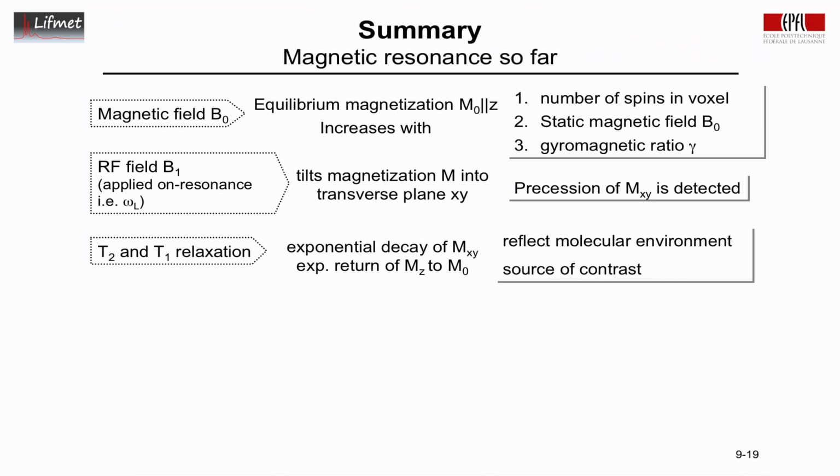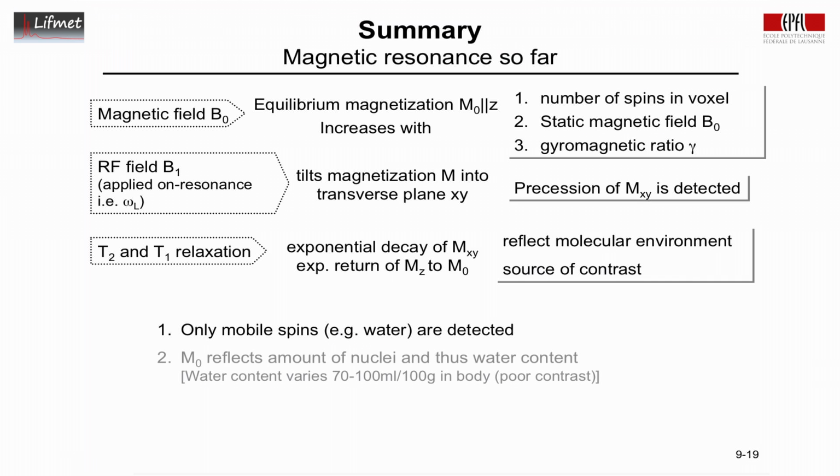So now some take-home messages. In MRI, we can only detect mobile spins. So typically, of major interest here is water. Immobile nuclei that are part of a molecule that's immobile are not detected. The equilibrium magnetization reflects the number of nuclei and thus the water content in tissue. Now, water content typically varies between 70 and 100%, or 70 milliliters per 100 gram to 100 milliliters per 100 gram in our bodies. And so it is actually not a good source of contrast.